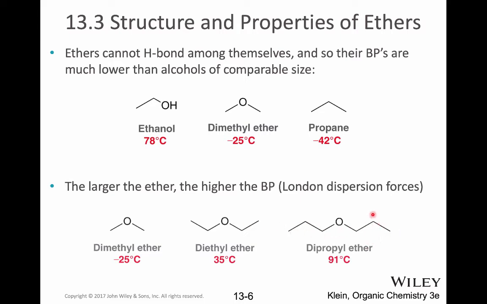Now, if I were to branch these alkyl groups, the branching would decrease the London dispersion force interactions, decreasing the boiling point. But if I'm just comparing a similar series of acyclic ethers, the bigger the acyclic ether, or the bigger the ether in general, the higher the boiling point.